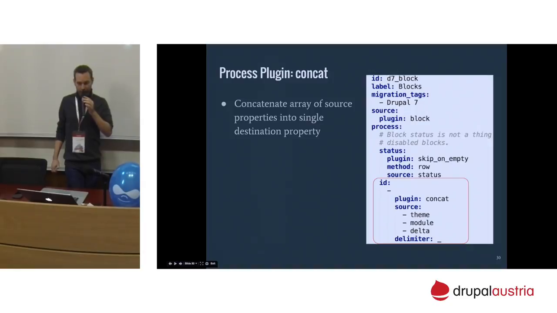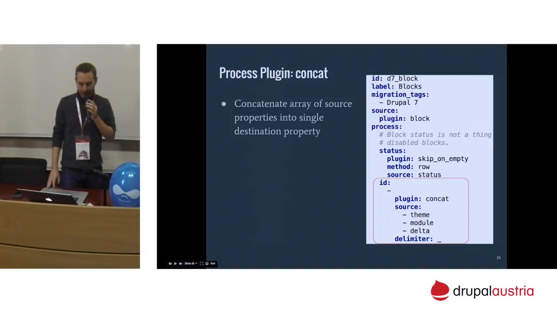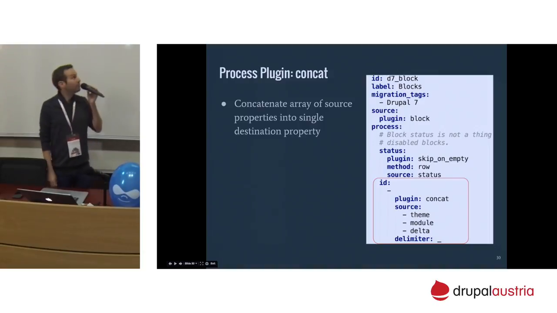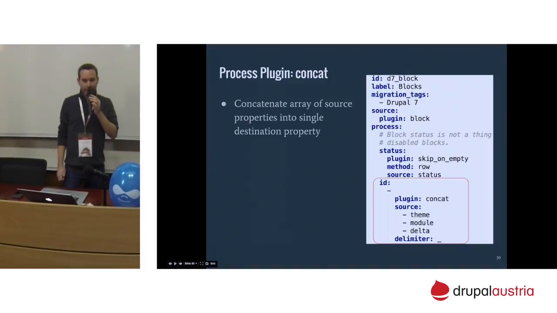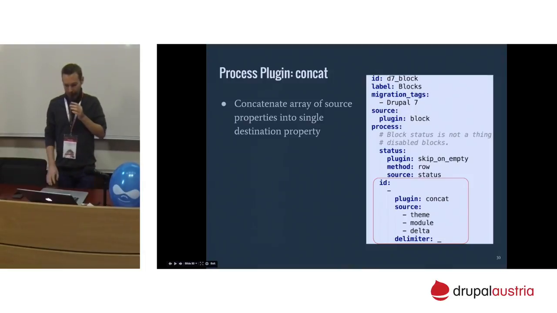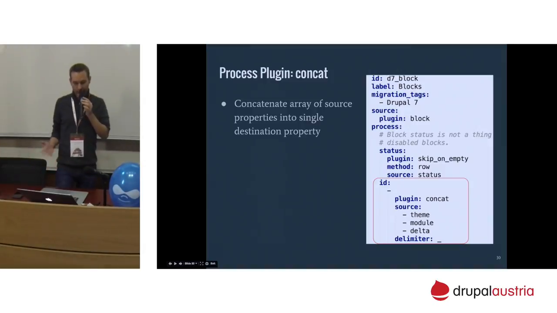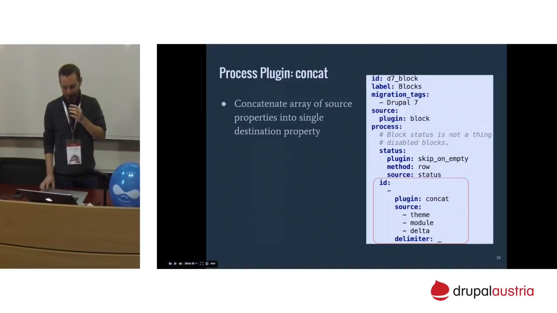Some other examples, there's a concat process plugin. This will concatenate an array of source properties into a single destination. So in this particular example, the Drupal 8 field ID will get a value based on the concatenation of the Drupal 7 source fields, team, module, and delta, concatenated together with an underscore between them.